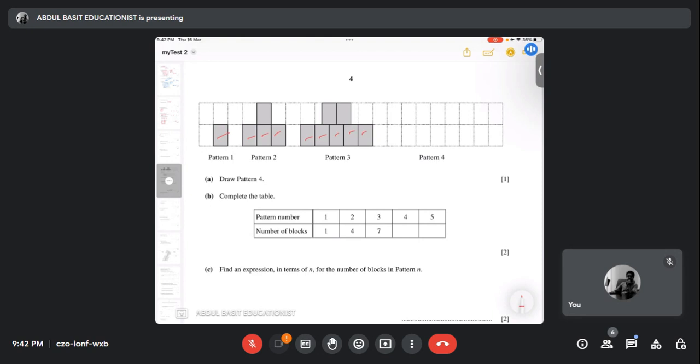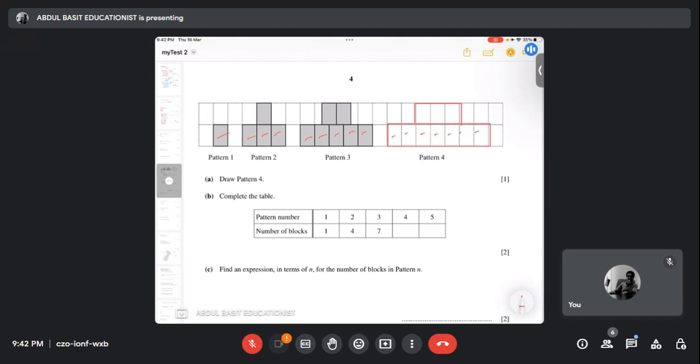So let's do this. 1, 2, 3, 4, 5, 6, 7. Okay, 7 boxes in pattern number 4. Now no box, 1 box, 2 boxes, it means that 3 boxes. So we have to leave 3 boxes like that. Is this clear, everybody? Yes.